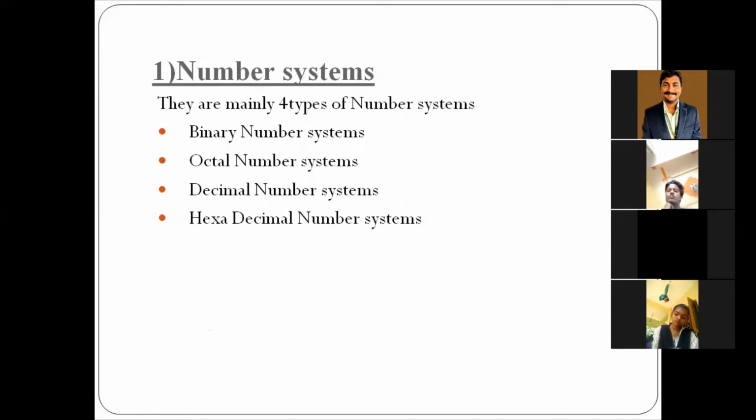There are four types of number systems. Those are binary number system, octal number system, decimal number system, and hexadecimal number system. I repeat again, write this down. Four types of number systems: binary, octal, decimal, hexadecimal. Up to this concept we'll discuss in yesterday's section. First of all, I want to tell you what is the binary number system.